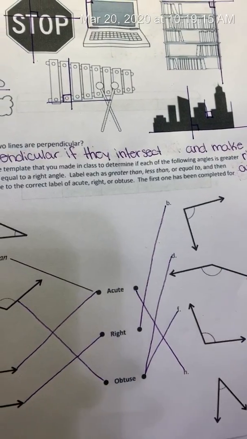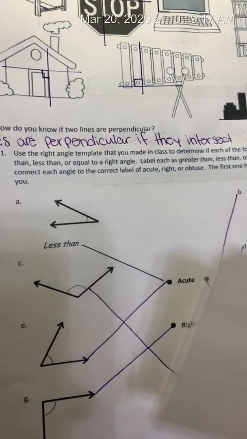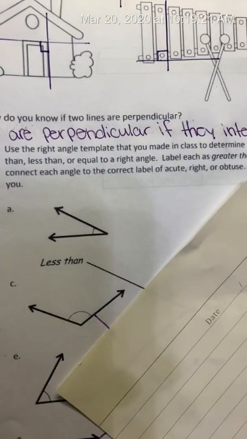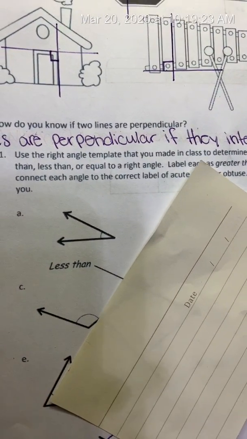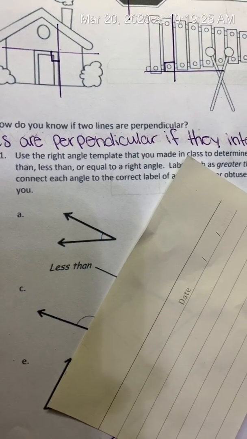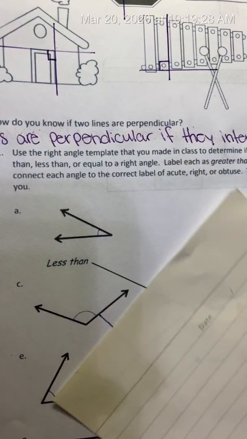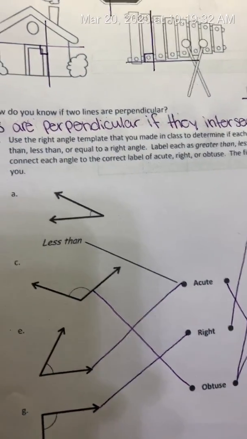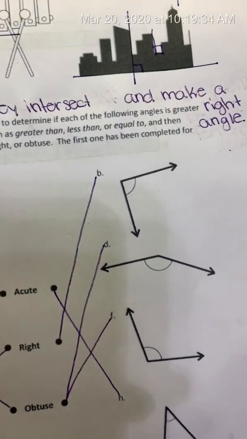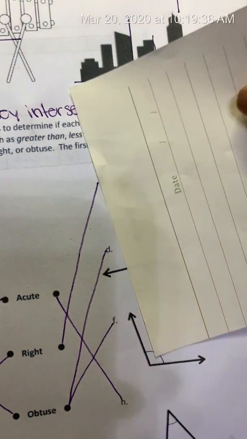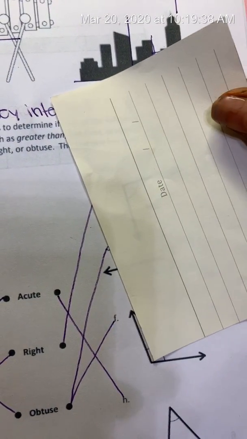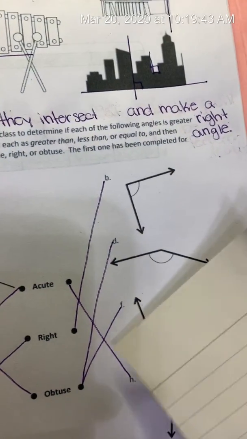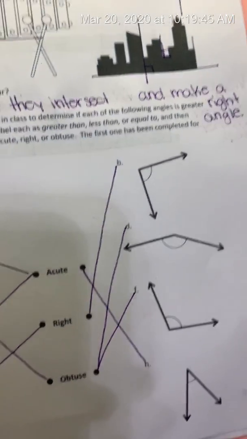So D is obtuse. E looks like an acute angle, but I'm going to go ahead and test it just in case. So if I line it up with one of the lines, I can tell that it's smaller than a right angle, so that's going to be acute. So E is acute. F, this one's also super close to a right angle, it looks like. So I'm going to test it just in case. And it's slightly bigger than a right angle. So that means that it is going to be obtuse, so greater than a right angle.